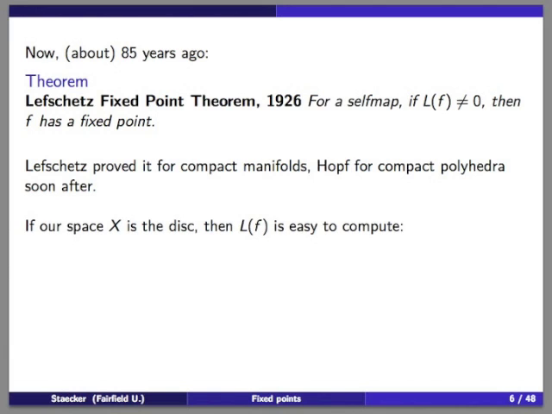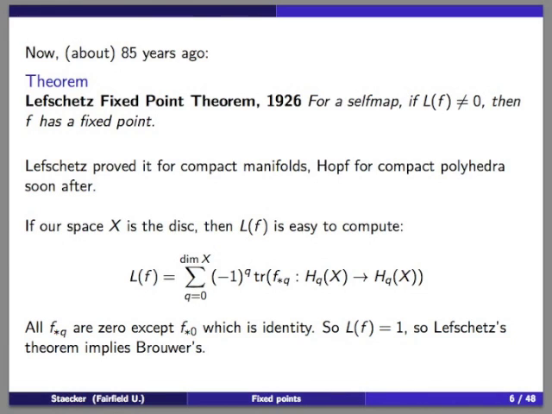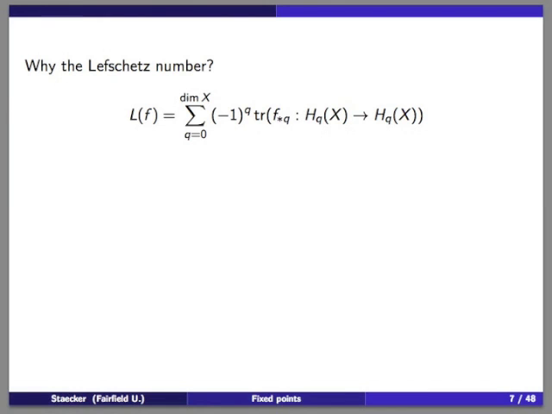So if the space is the disk, then it's easy enough to compute this trace in the homology. If you have the disk, then the homology groups are all trivial except for the bottom one. So all of the traces will be 0 except for the lowest dimension, where the map is the identity, so the trace is 1. So the Lefschetz number is 1 on the disk, which means there's a fixed point, and so you get Brouwer's fixed point theorem for free if you have the Lefschetz theorem. That's why I said the Lefschetz theorem is a little bit more general.